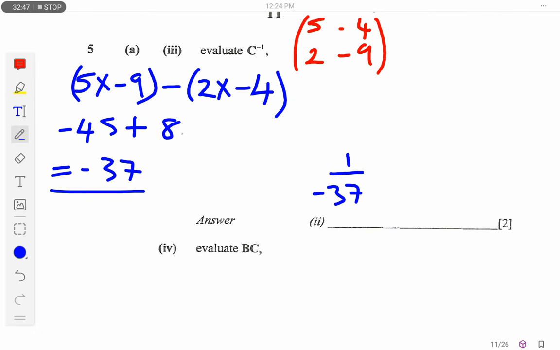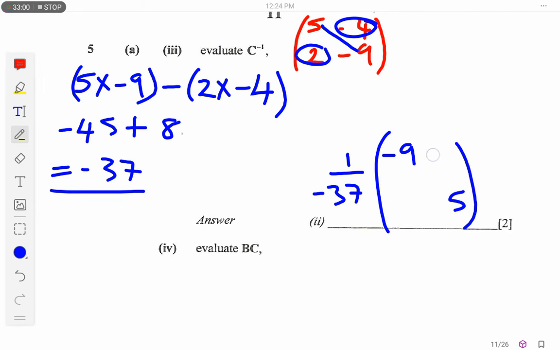Then we write our values. We interchange 5 and 9, so we have minus 9 here and 5. Then we multiply this one by minus and this one by minus, so it's going to be 4 and minus 2. So this becomes our inverse.